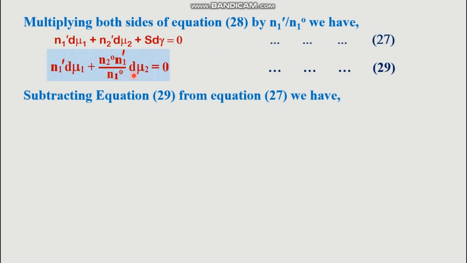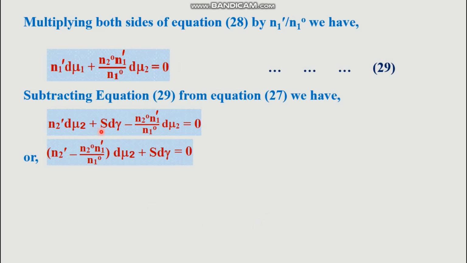It was equation number 27. So if you subtract equation number 29 from equation number 27, then this term would be cancelled by this term, but this one would be left uncancelled, this one would be left uncancelled, and this one would become negative because you are subtracting equation number 29. So this way we shall get yet another equation, and this equation is n2 prime d mu 2 plus sd gamma minus n2 0 n1 prime by n1 0 d mu 2. Okay, so look at this. This is the equation: n2 prime d mu 2 plus sd gamma minus n2 0 n1 prime over n1 0 into d mu 2, and this is equal to 0.